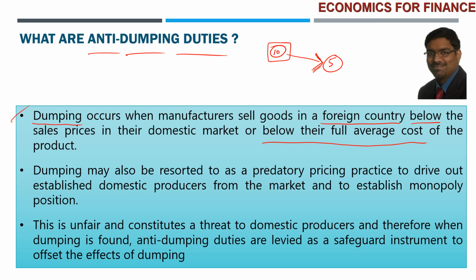Usually, why is it done? Maybe excessive production. Sometimes it can even be done to resort to predatory pricing practice. When a manufacturer wants to enter a market, they will start predatory pricing practice to drive out the established domestic producers from the market and to establish a monopoly position. That is what happens. Practically, we can see that.